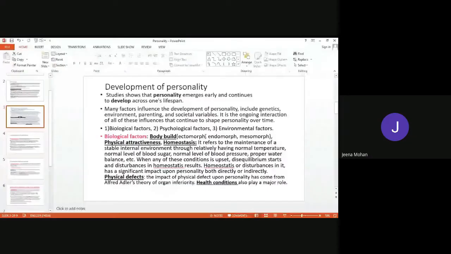So when we talk about ectomorph, initially their physique will be tall, thin, poor muscles, and altogether they are delicate. When we talk about the personality characteristics, we can say that they are a little bit brainy, they are artistic, and at the same time they are introverted. Is it clear? Did you understand ectomorph? Is it clear? Yes.